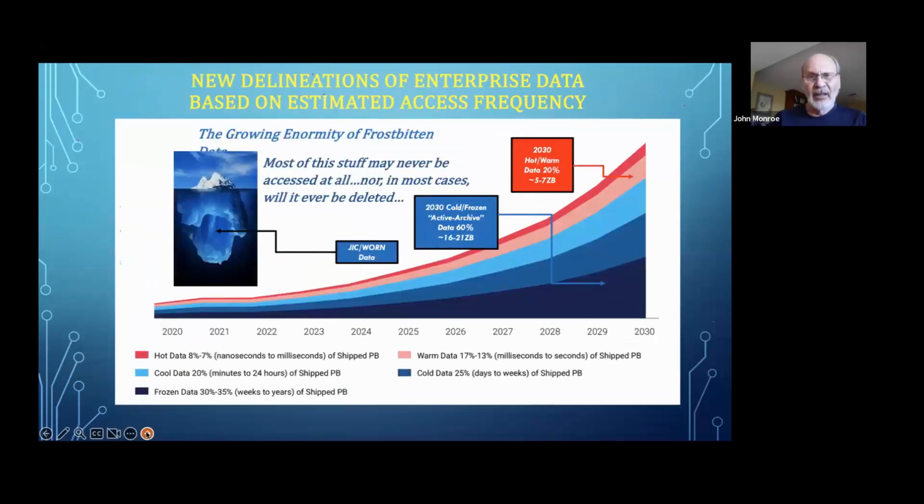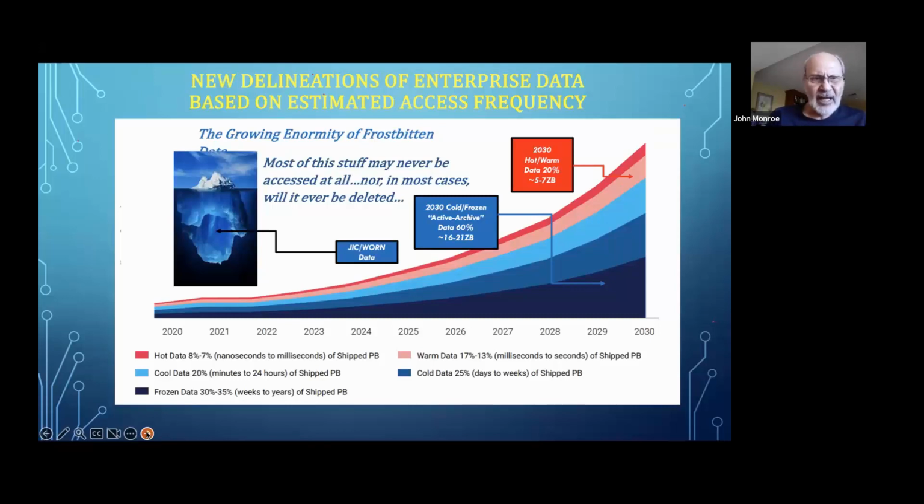Now, recently I've come up with more delineations of data based on access frequencies. From hot, which is nanoseconds to milliseconds, to warm, which is milliseconds to seconds, to cool, which is minutes to 24 hours, to cold, which is days to weeks, and frozen, weeks to years. The change here is that I think the hot and warm data layers are shrinking from about 25% to only about 20%. I think the cold and frozen layers are increasing from about 30 to 35%, and the cool layer probably stays about the same at 20%.